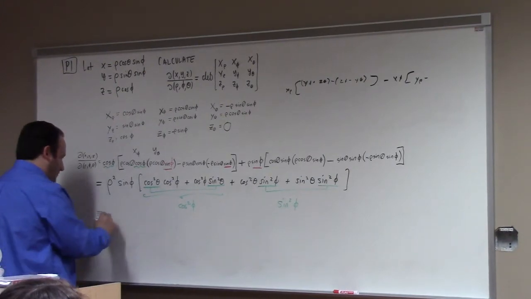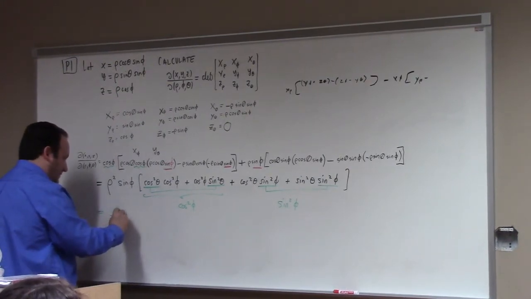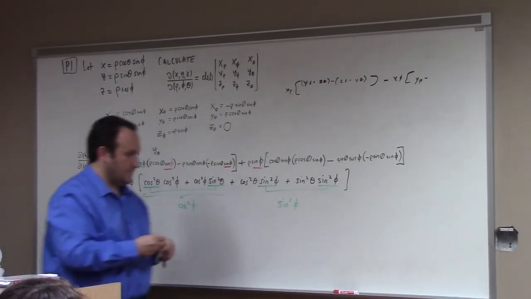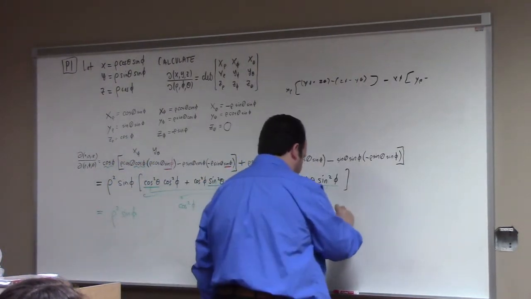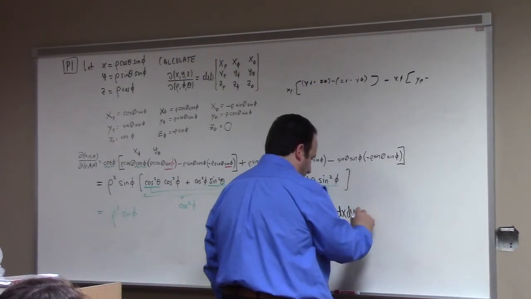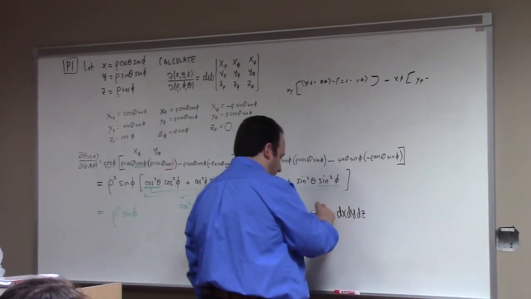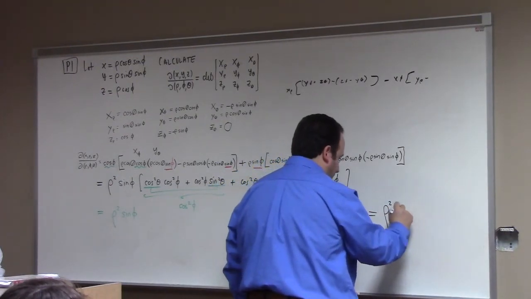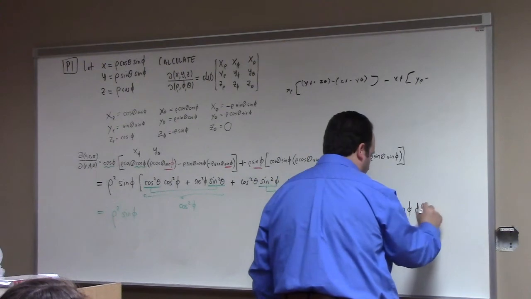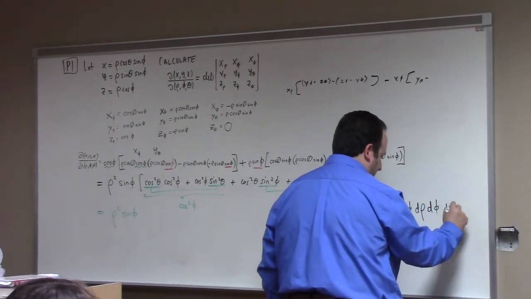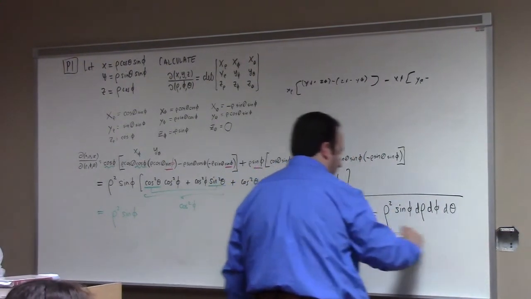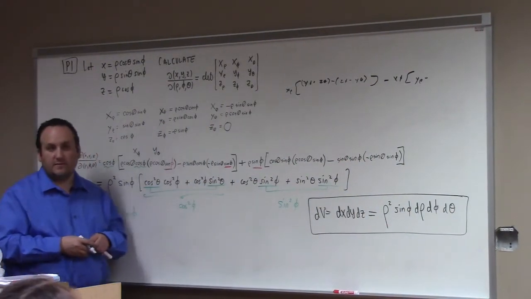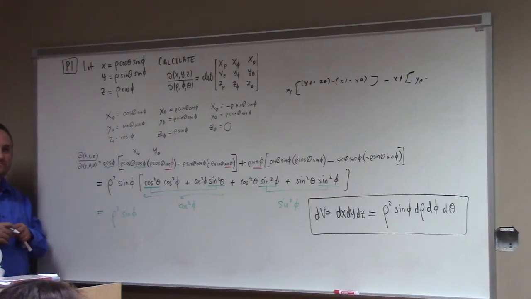So lo and behold, we get rho squared sine phi. So in other words, dx dy dz, the infinitesimal volume element in spherical coordinates, is rho squared sine phi d rho d phi d theta. That is one of the important rules of thumb for changing the measure into spherical coordinates. This is the rule.